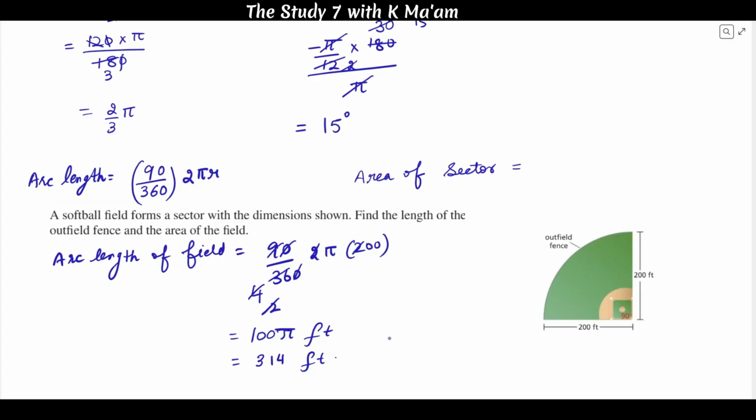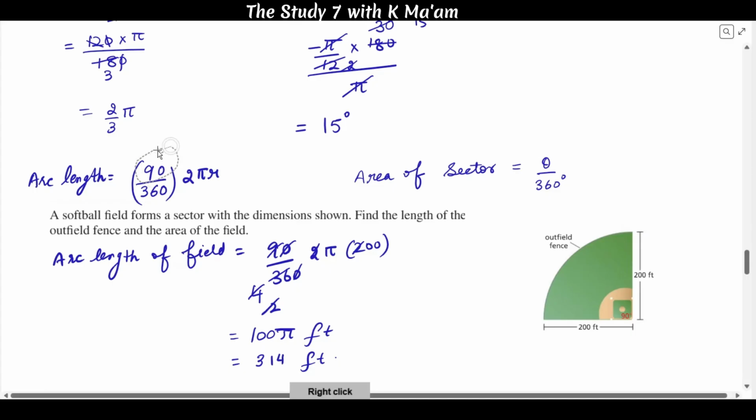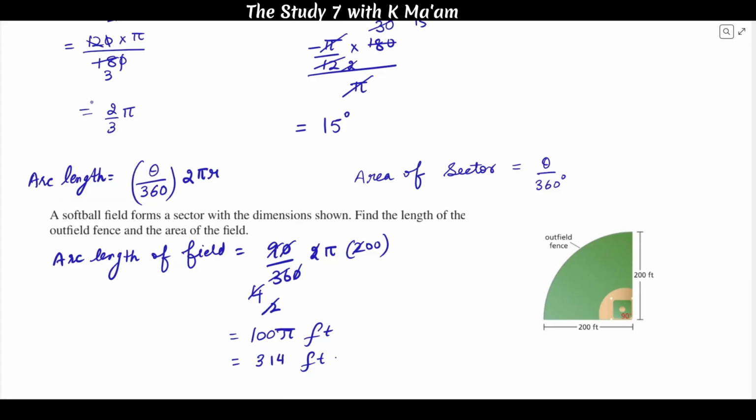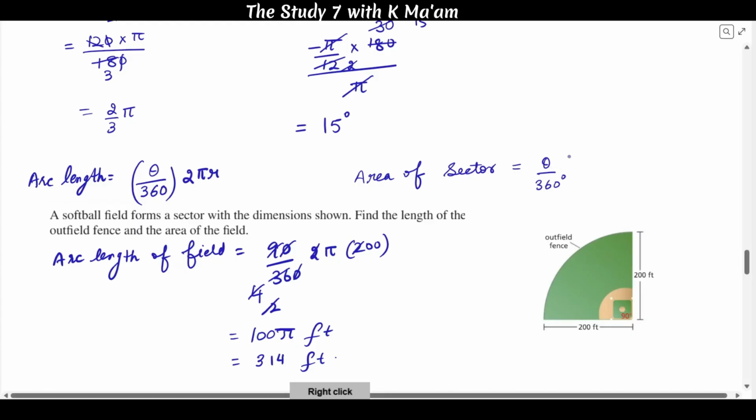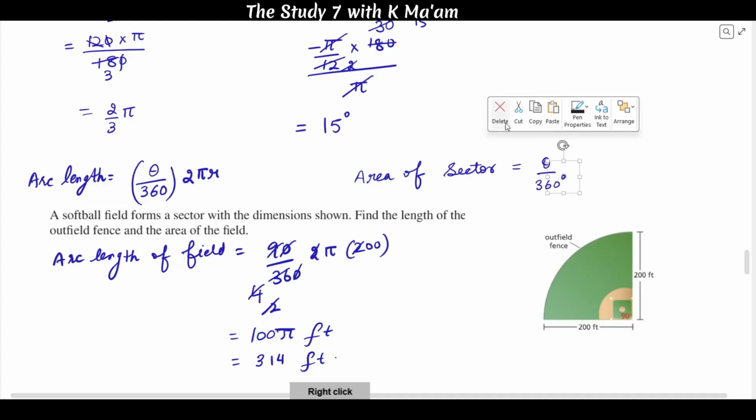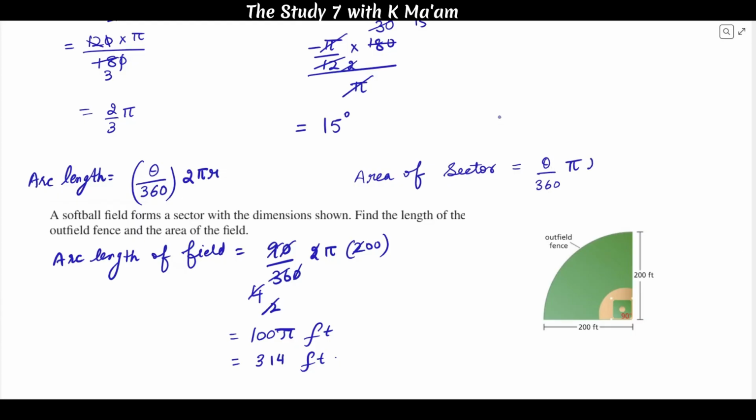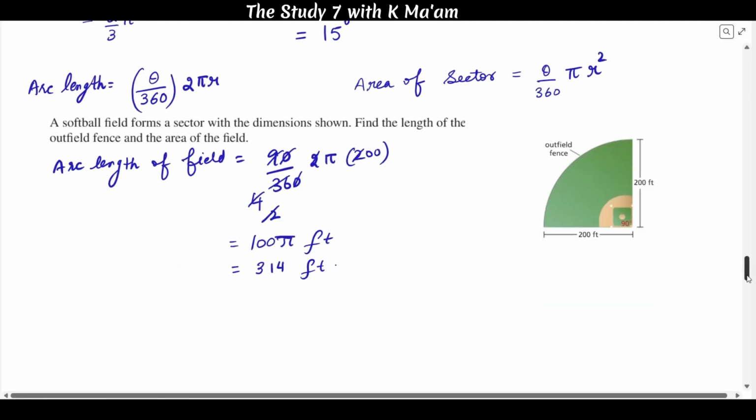Area of sector is whatever angle you have over 360. Here it is not always 90, 90 was for this example. If you have a different angle, you can use the angle accordingly. Theta over 360 multiplied by the area of the circle, pi r square. So we will write the formula here.